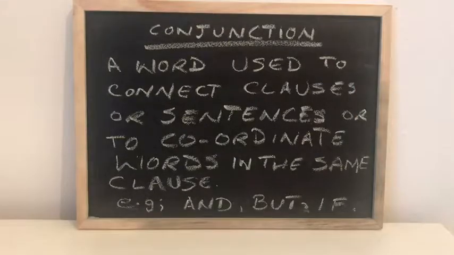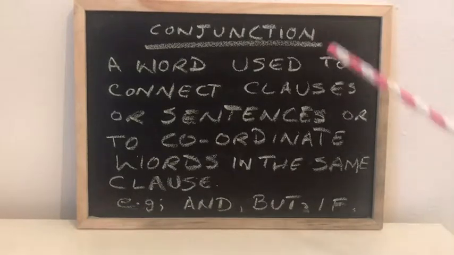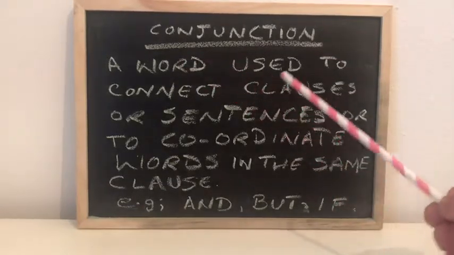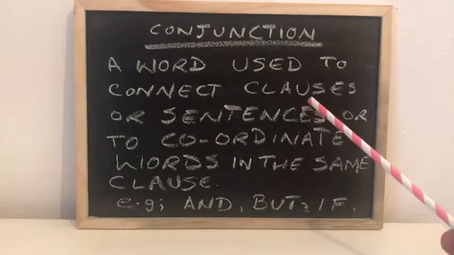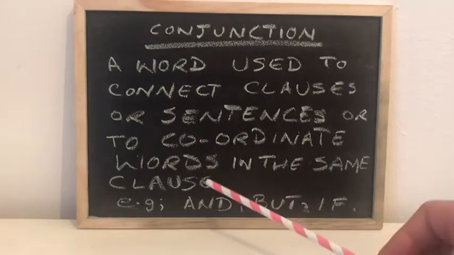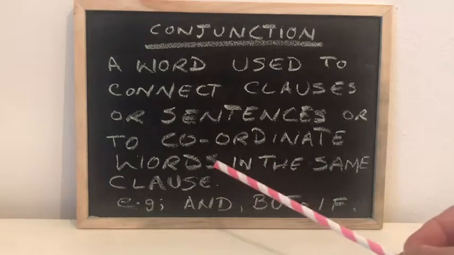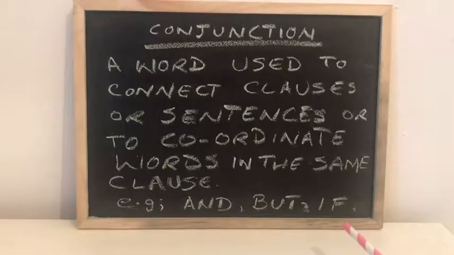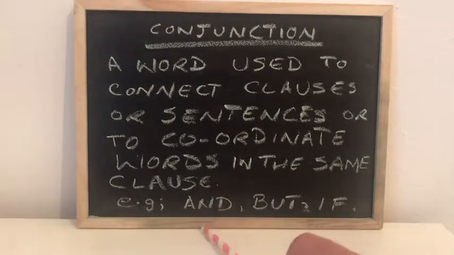Now we talk about the next part of speech, which is called conjunction. Conjunction is a word used to connect clauses or sentences, or to coordinate words in the same clause. Or we can also define it in another way: the action or an instance of two or more events or things occurring at the same point in time or space. The examples of conjunction are and, but, if.